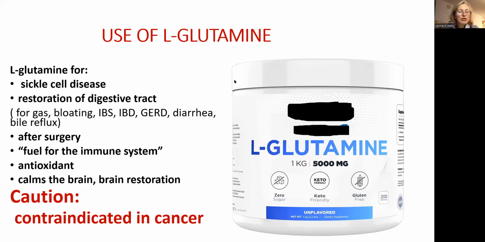Hi friends, today we are going to talk about L-glutamine and its use and its contraindications, because one of my subscribers asked me to. Here on the left, you can see a laundry list of how L-glutamine could be used. It starts with sickle cell disease, with all kinds of digestive complaints, and it ends as a brain restorative substance. You look at this and you're saying, here we go, for everything.